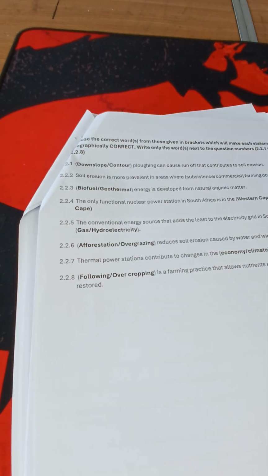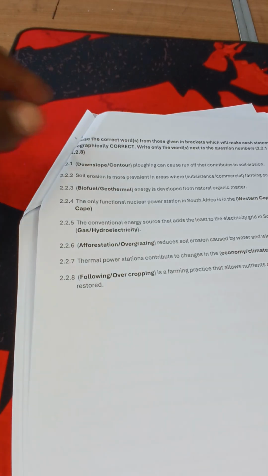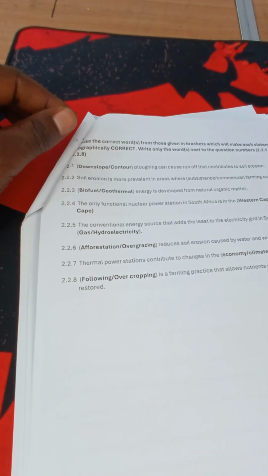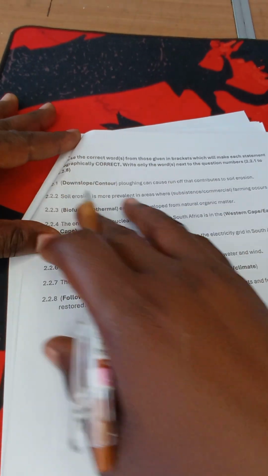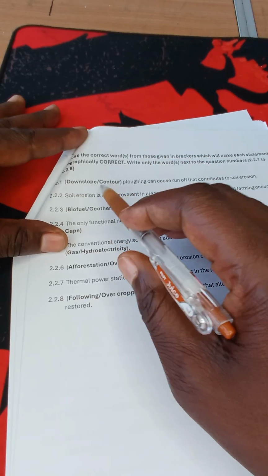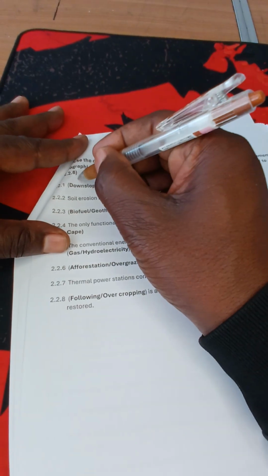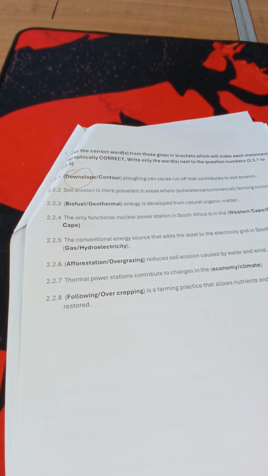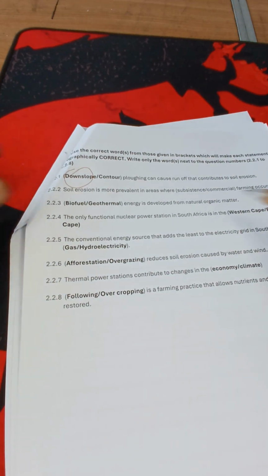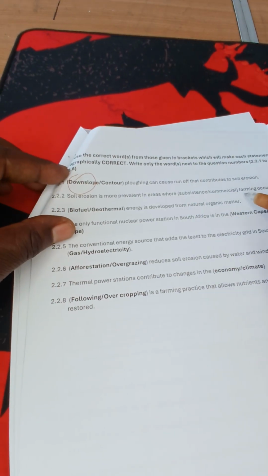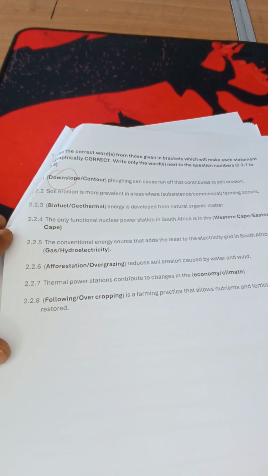Choose the correct answer from those given in the brackets, which will make each statement geographically correct. Okay, so there are two options given there that we are supposed to choose from. The first one is downslope. Plowing downslope can cause the runoff that contributes to erosion. Soil erosion is more prevalent in areas with, is it subsistence or commercial farming? I would say subsistence. Why am I saying subsistence?